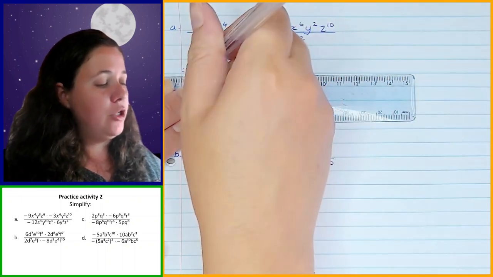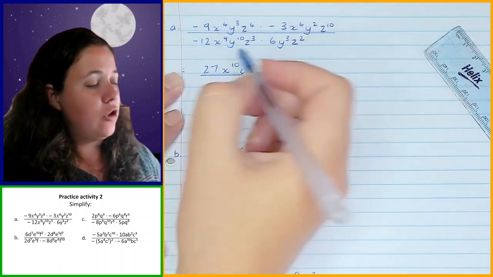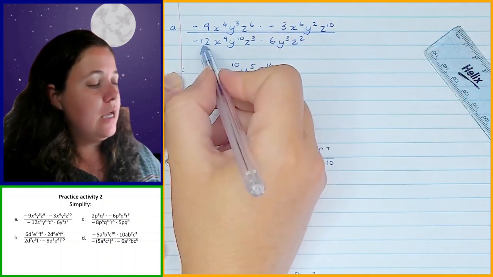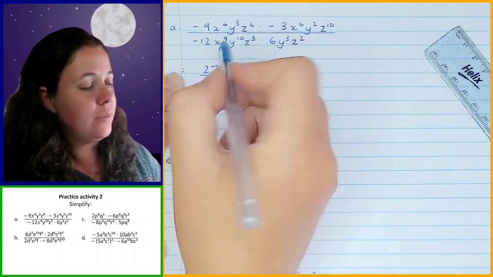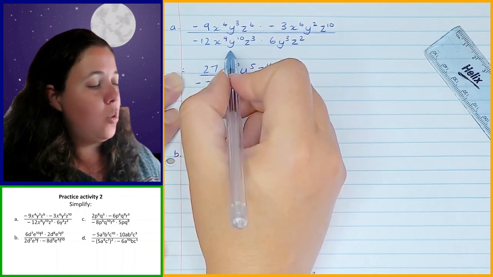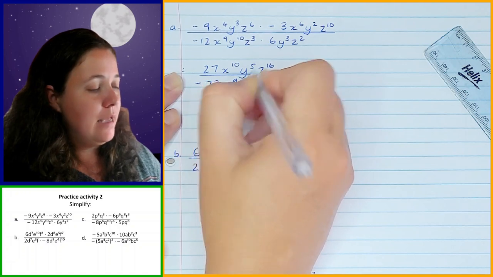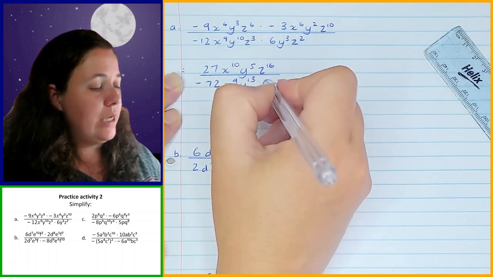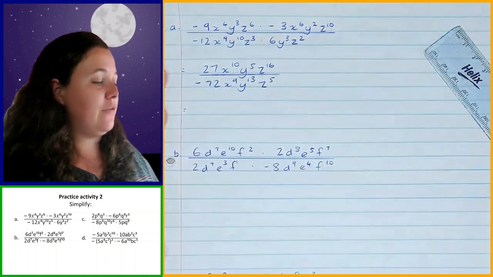Then in my denominator, I've got negative 12 times 6 is 72, x to the power of 9, then y to the power of 10 times y cubed is y to the power of 13, and z cubed times z squared is z to the power of 5. So now I'm going to go and simplify that.